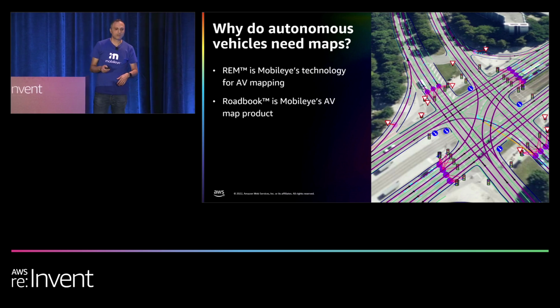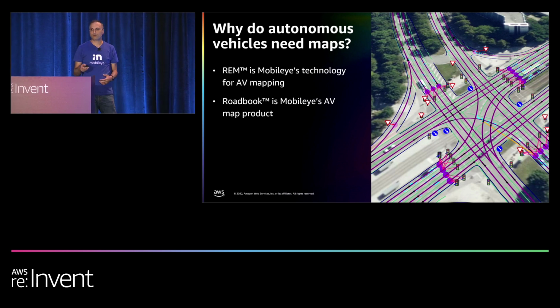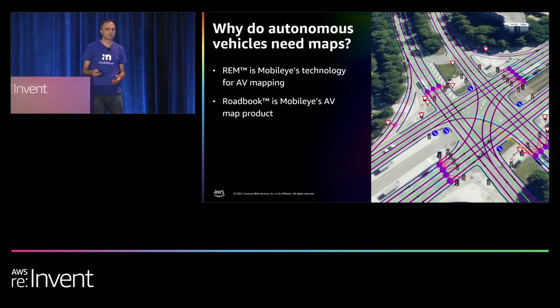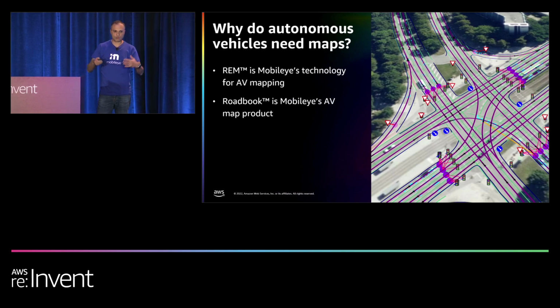Let's talk a bit about terminology. REM, which stands for Road Experience Management, is Mobileye's solution for generating such maps on a global scale. And Roadbook is Mobileye's AV map product. It's the actual map itself.